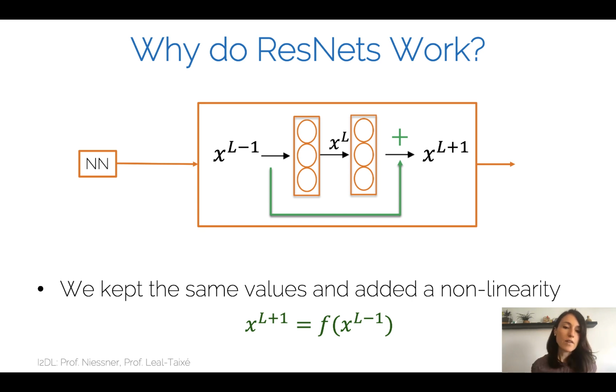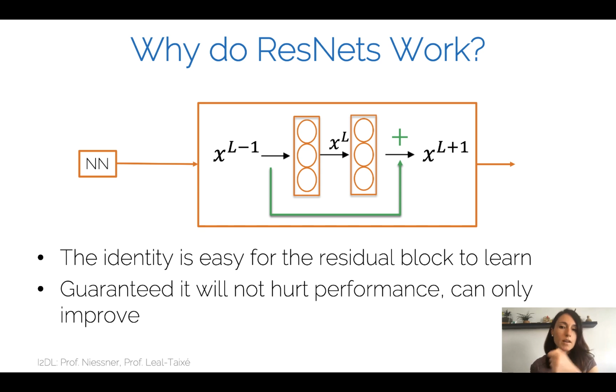So we kept the same values, right? The residual block didn't do anything. We kept the same values, X_{L-1}, but we added a bit of expressiveness to the network because we added the nonlinearity. So overall, with the skip connection, the identity, that is, having the same output as we had as input, is really easy for the residual block to learn. We just have zeros here as an output, and then the residual block is essentially learning the identity plus nonlinearity. So it is guaranteed that this residual block will not hurt performance.